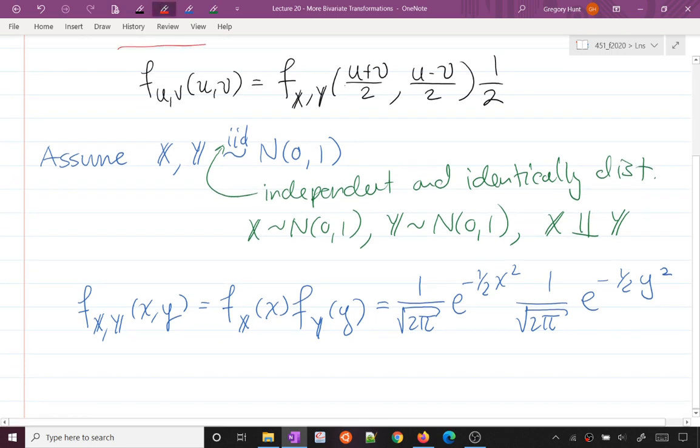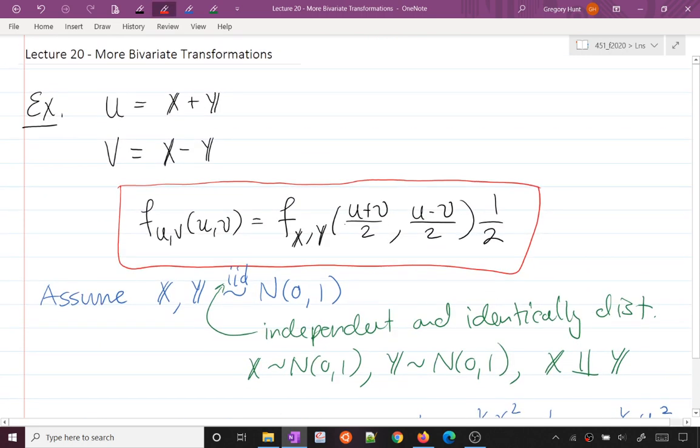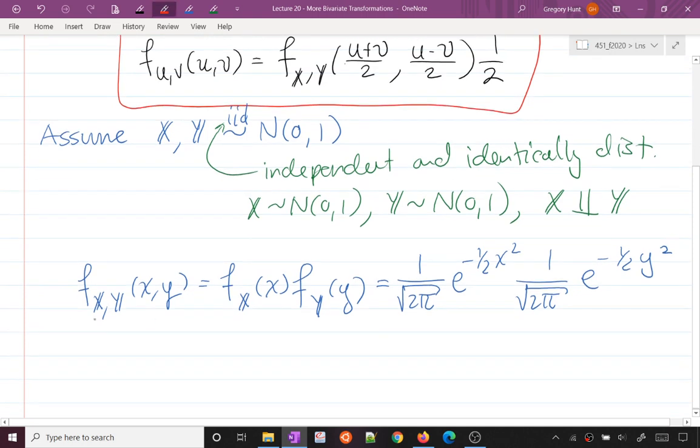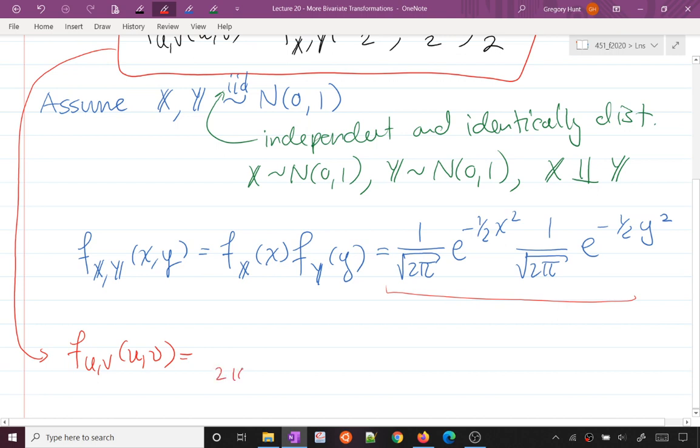And so according to our formula then, if we wanted to transform X and Y into X plus Y and X minus Y, all we would do is take this joint PDF. Let's bring this down here. We would say that f of u and v is, well, we're just going to take this joint PDF and plug in (u plus v) over 2 in place of x, and (u minus v) over 2 in place of y, and then we'll multiply by 1/2. So let's look at how that shakes out.